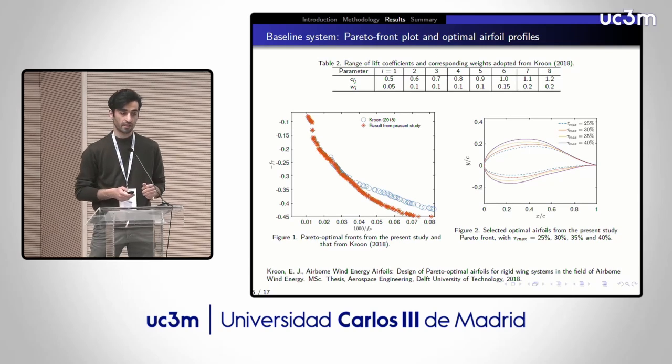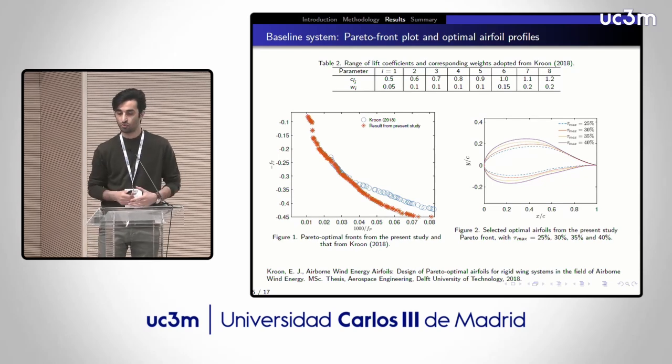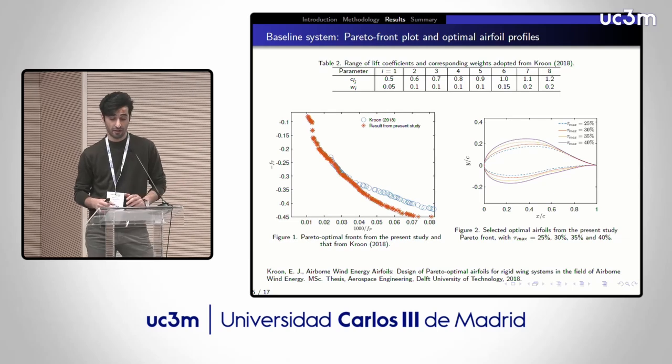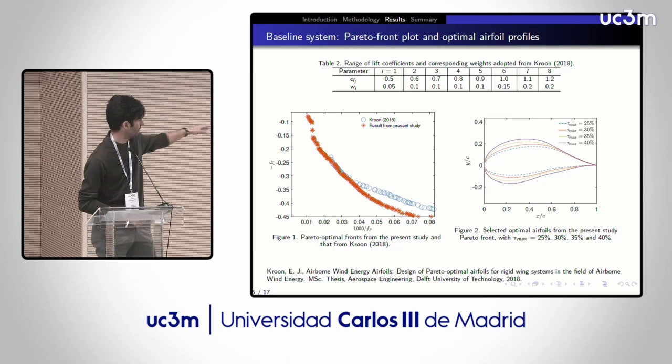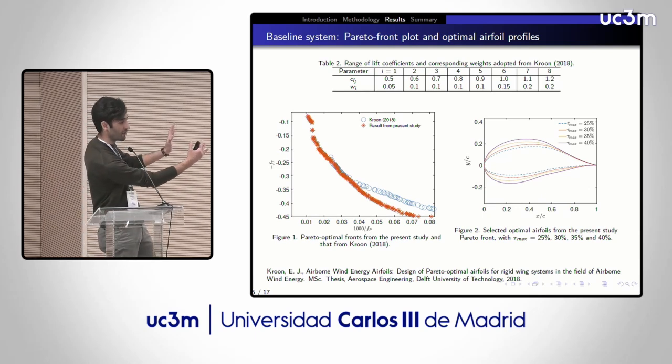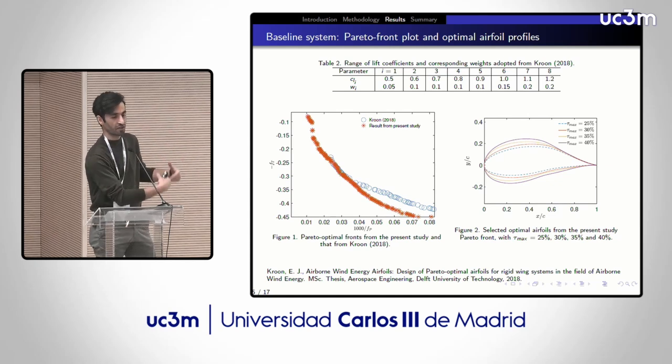Now, going to results, we call what we have a baseline, which means purely 2D airfoils, no other effects. This is the range of CL from 0.5 to 1.2 that we consider, again following Kroon's, and the weight functions just penalize lower values of CL and improve results on higher values of CL. On the left, you see the Pareto front, where we have the second objective function versus the first objective function. Because it's minimization, for any given value of thickness, the points closer to the left are better in terms of power generation.